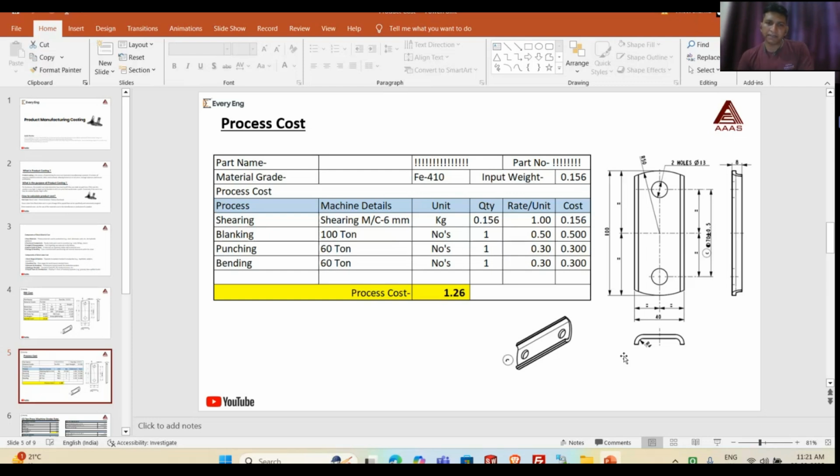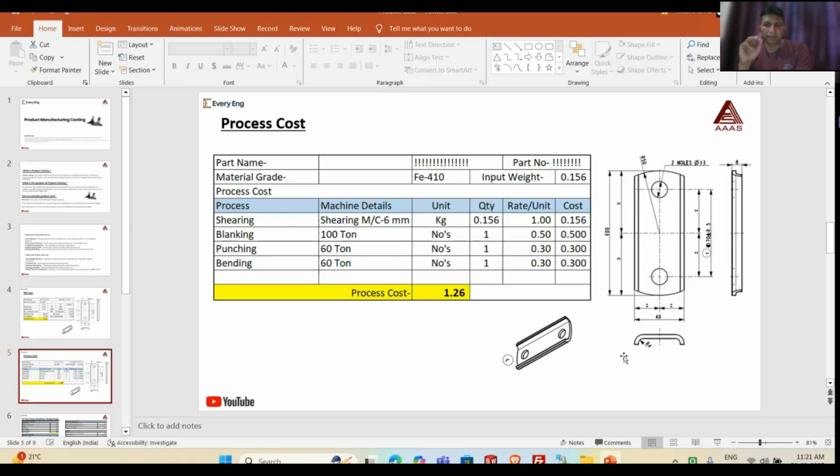In that one component we have 4 operations. One is shearing, because we get the metal in industrial standard form. Standard form is 3.15 into 1250 into 2500. But we need some strips. We need 110 into 1250. So now the first operation is shearing.